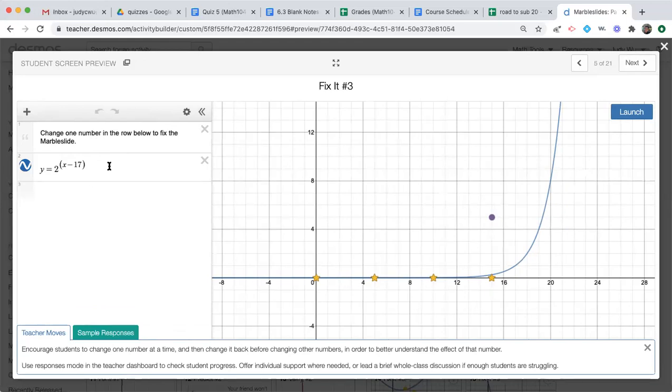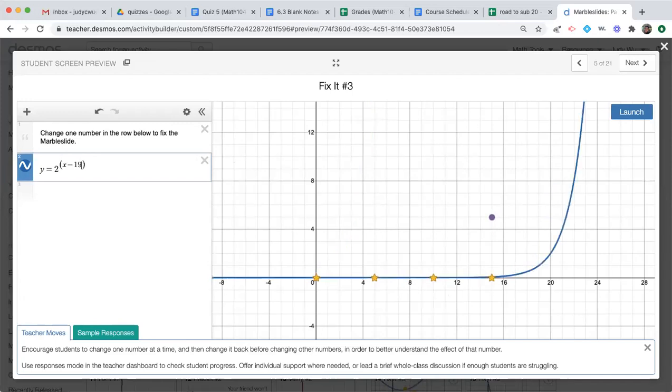what does that minus 17 do? For those of us who were in Math 116, what does that minus 17 do? It moves it to the right 17, right? If I did plus 17, that would move it all the way to the left 17, right? So if I did like plus 10, it moves it to the right 10. So that one's not gonna work because it's gonna miss those two stars.